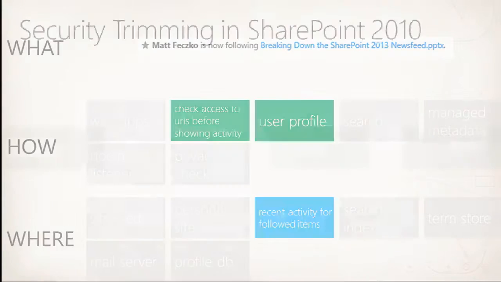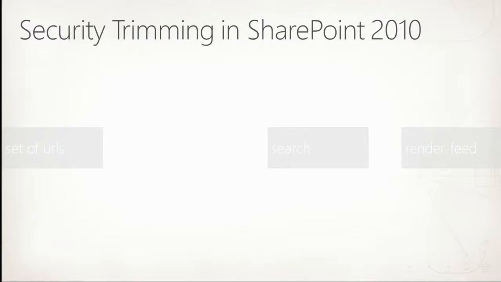So we want to dig a little bit deeper into security trimming. And I don't know who's familiar with how it worked in 2010, but essentially the model back then was pretty simple. When you load your feed, there are a set of posts that have URLs that we want to make sure that we trim before you see them.